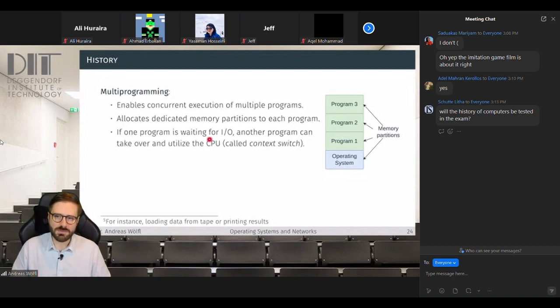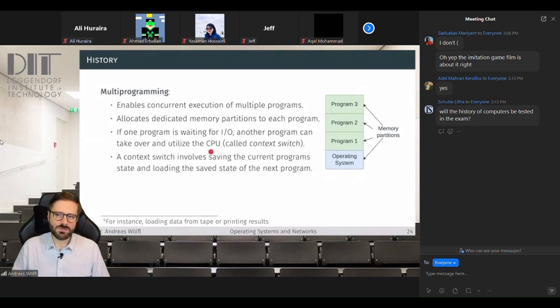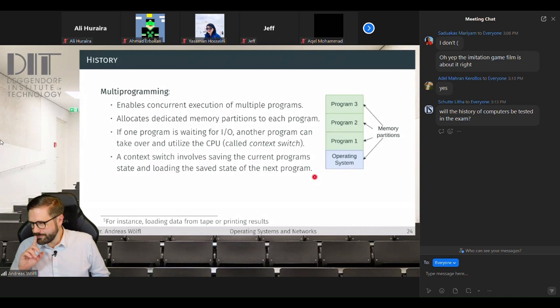So if one program is waiting for a keyboard input, or any input, another program can take over and utilize the CPU. This is called a context switch. If program 1 is waiting for keyboard input, in the meantime, the CPU switches to program 2. If 2 is in the same situation, waiting for some input, it switches to program 3. And this is the idea of multiprogramming. So, doing context switches. A context switch involves saving the current program state and loading the saved state of the next program.